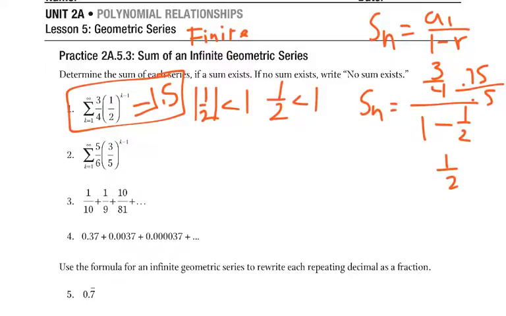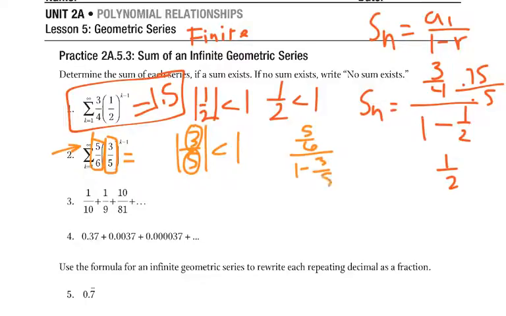Now number 2, same idea, we have this infinite, 3/5. Is 3/5 going to be less than 1? Well, 3 is smaller than 5, so yes, the answer is yes. I believe that's like 0.6 or something like that. So we then use our formula. a sub 1 is 5/6. So I go 5/6 divided by 1 minus 3/5.